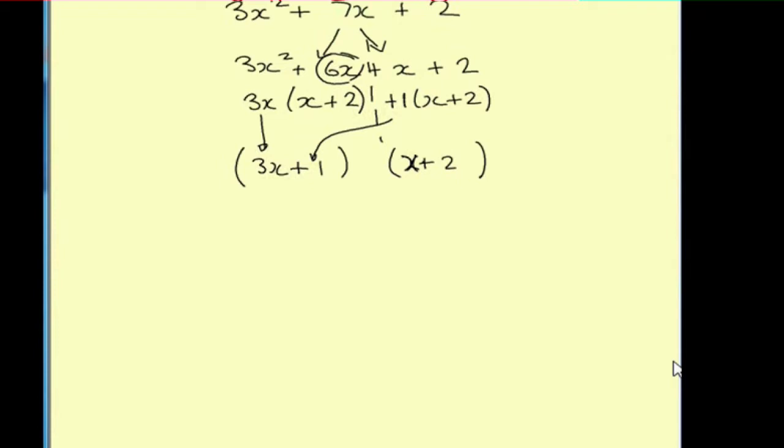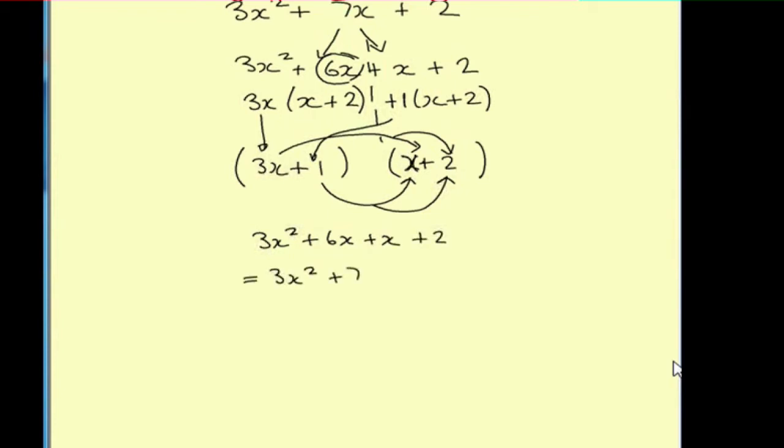Okay, so what we need to do now is just to test it to make sure we get back to what we started with. So we're going to get 3x squared plus 6x plus x plus 2, so that's 3x squared plus 7x plus 2.